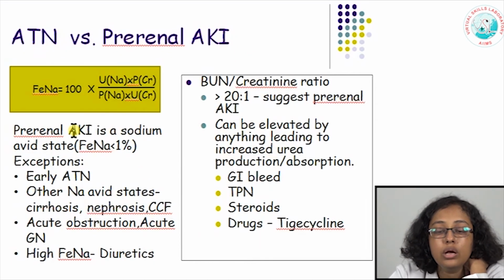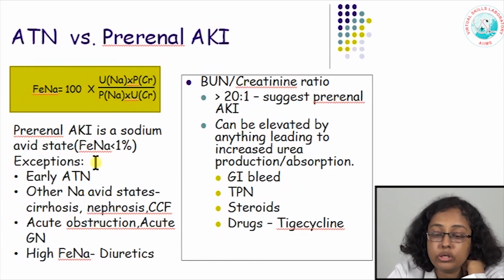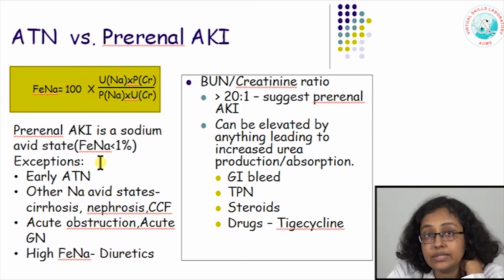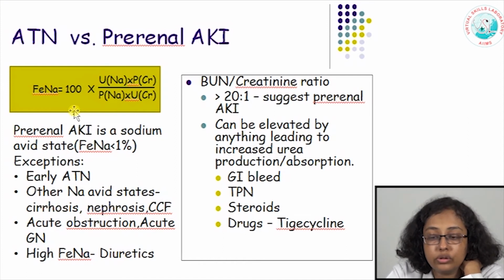Of course, there are exceptions to this. In patients with acute tubular injury in the early stages or those who have sodium avid states like congestive heart failure or cirrhosis, the FeNa may still be less than 1% despite the kidneys already showing tubular necrosis. Again, in a pre-renal patient, you may still have FeNa more than 1% because the patient is on diuretics. So obviously there will be increased sodium loss in the urine.